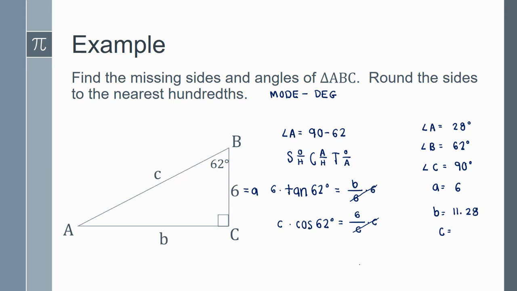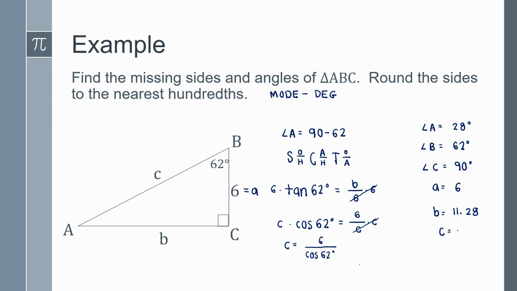But then that doesn't get you C by itself. C is being multiplied by the cosine. So to undo multiplication, I'm going to divide both sides by the cosine of 62 degrees. So this is what we want to type in our calculator: 6 divided by the cosine of 62 degrees. And this should be the longest side because the hypotenuse is always the longest in a right triangle.